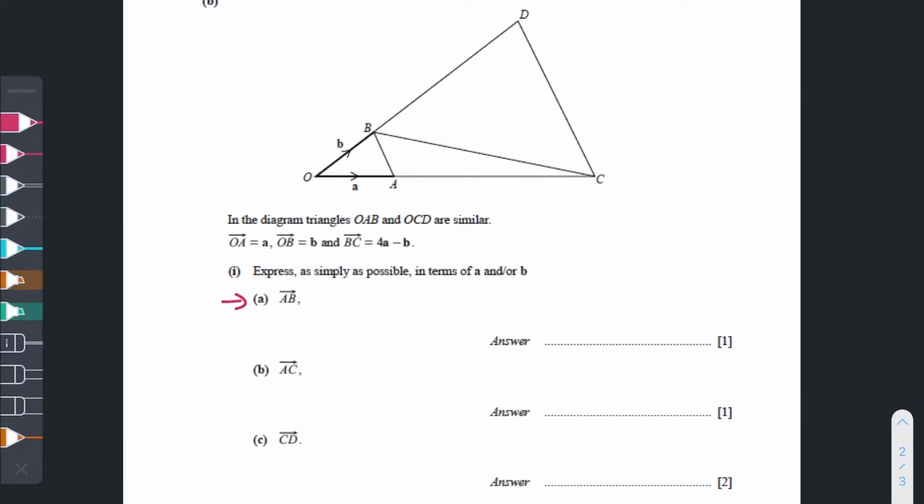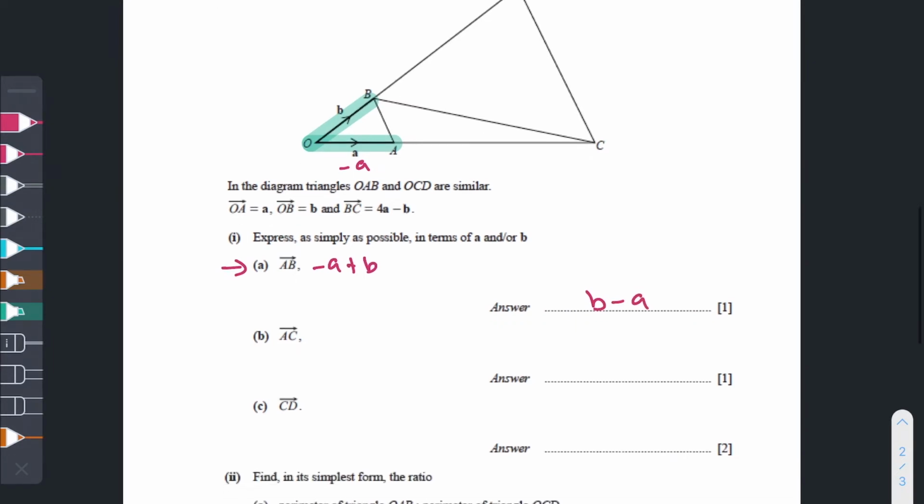Now, in order to move from A to B, you need to go from A to O, which makes it -A, and then from O to B, which is positive B. So you can do -A plus B, or you can simply write B minus A. Either way, it's the right answer. So I may write B minus A so that things are simpler and the negative sign is in the middle.